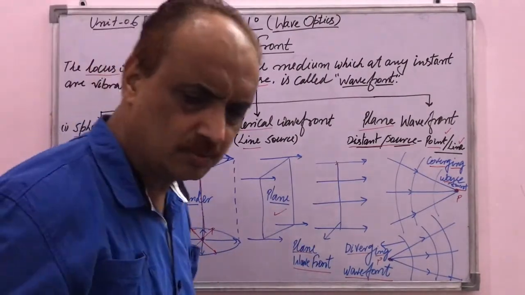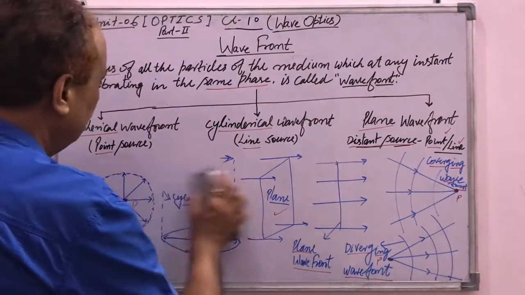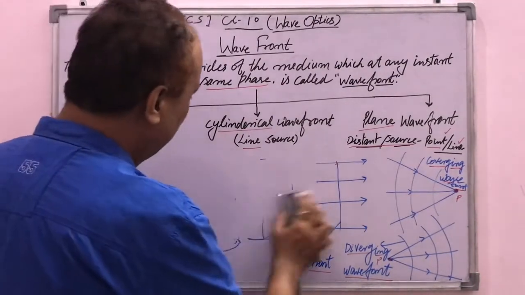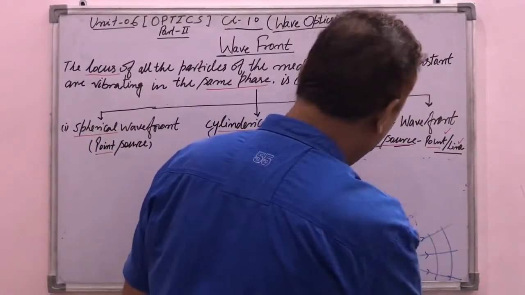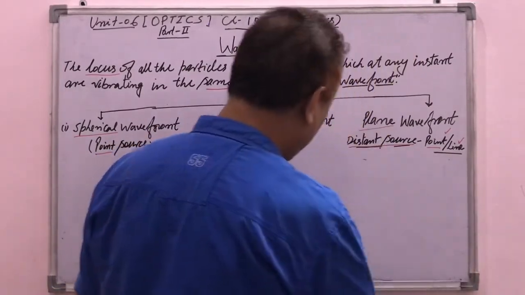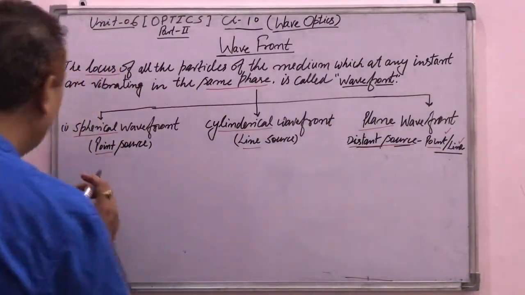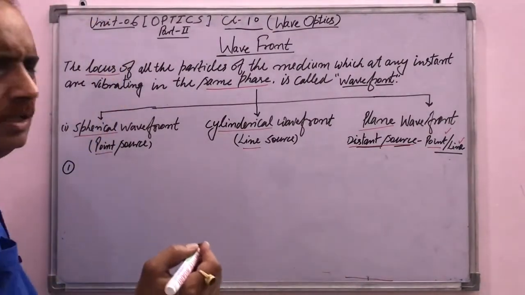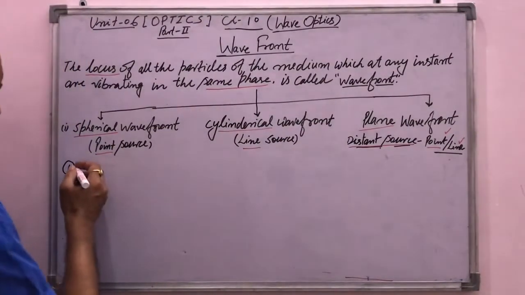And another part of the wavefront is when the rays are incident on the prism, or on the convex lens, or on the concave mirror. Again we have to draw what types of wavefronts are produced in that condition. First of all we take the example of the prism. In case of the prism, number one, we have to draw the behavior of the wavefront when rays are incident on the prism. So the first case is through prism.